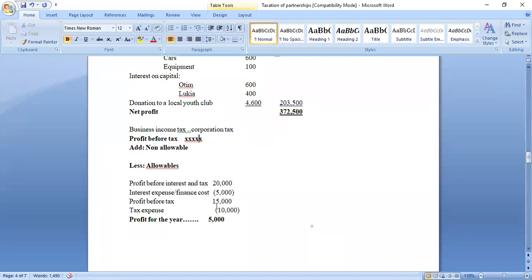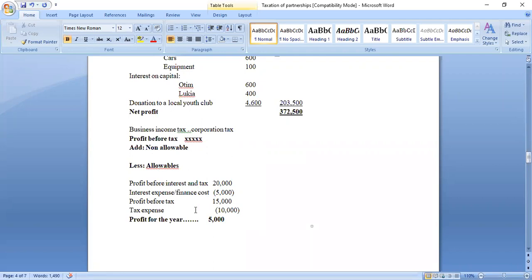So if you have any tax that is included in here, it's not supposed to be the actual expense. It's always a provision. So for us to compute the actual tax, we remove the provisional tax expense and have ourselves a profit without any form of tax being paid as far as corporation tax is concerned. And then we add non-allowable and deduct allowable to come up with chargeable income.